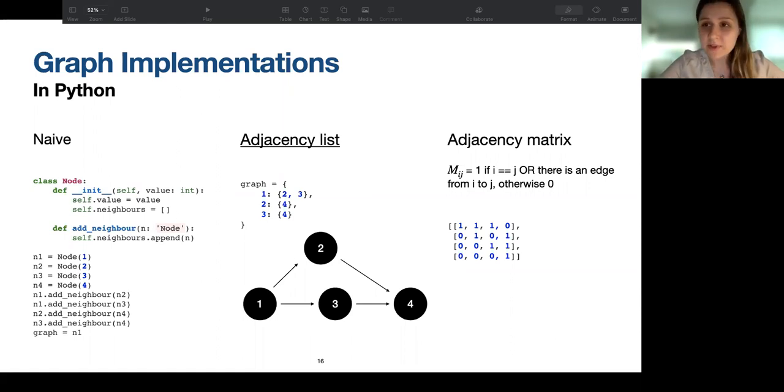So the somewhat naive implementation for the graph would be to instantiate all of the nodes and then manually link them. And then just pick one node which can reach all of the other ones in the graph and return a reference to it, as it's done here on the left-hand side. It's not very practical. It's a bit far-fetched.